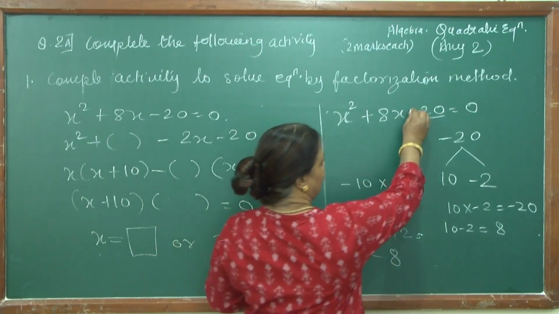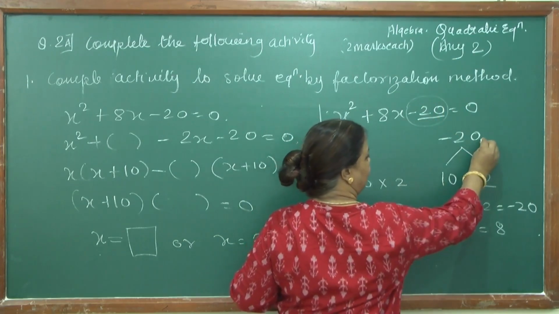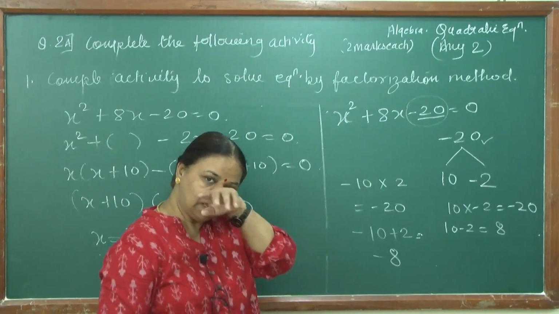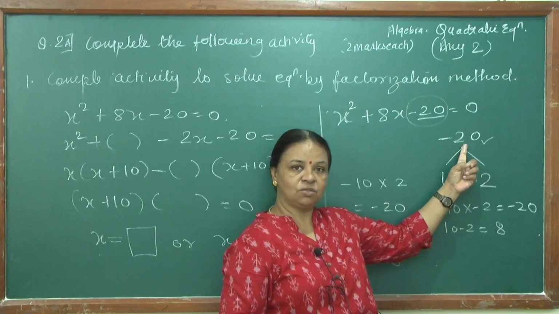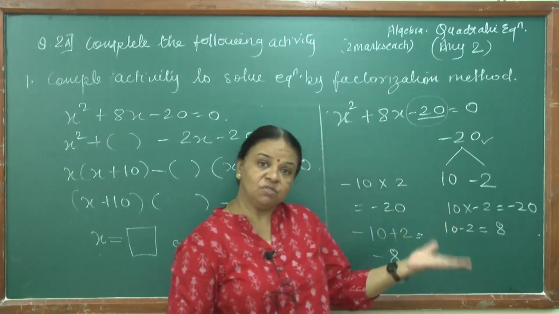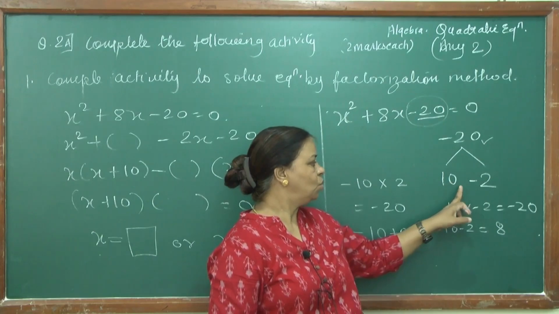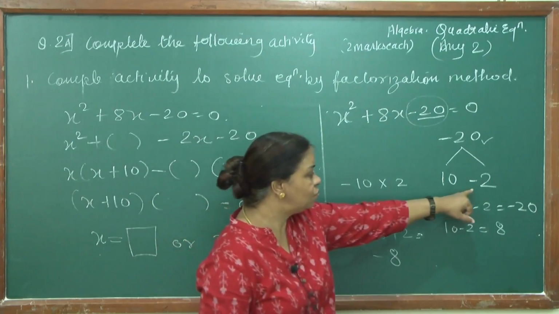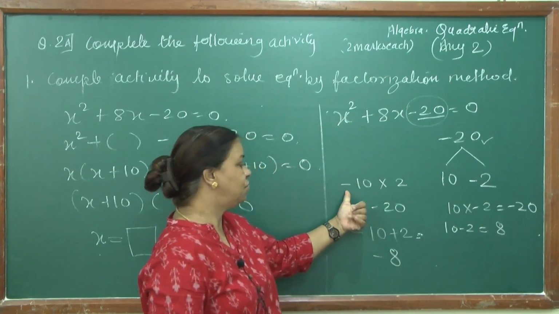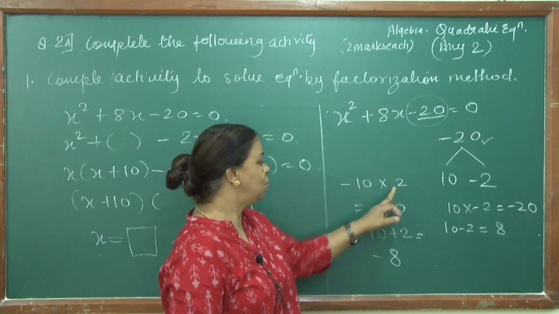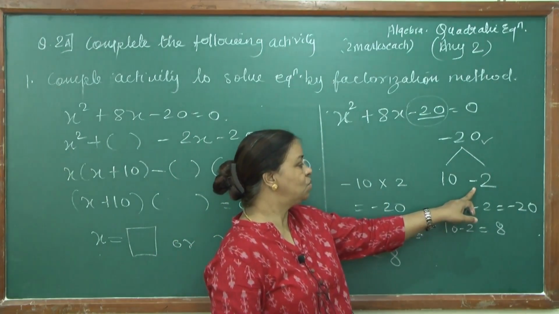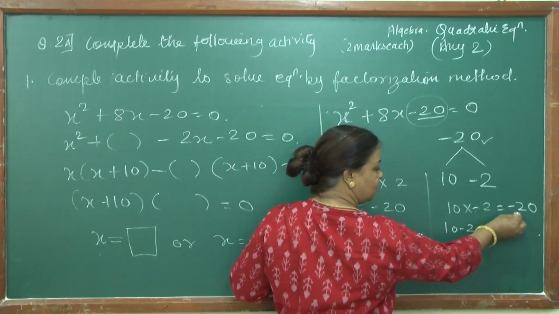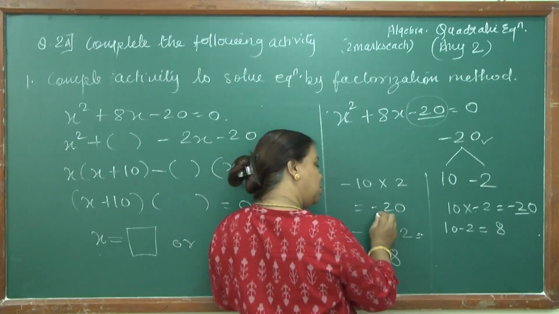See, I have the number minus 20. I wrote here minus 20. I selected two numbers. After multiplying I get minus 20. So 10 2s are 20 gives me 20, but I have minus. So for one of the numbers I use a minus sign, which will give me minus 20. Here I use 2 as minus and here I use 10 as minus. So minus 10 into 2 is minus 20. 10 into minus 2 is minus 20. Minus 10 into 2 is also minus 20.